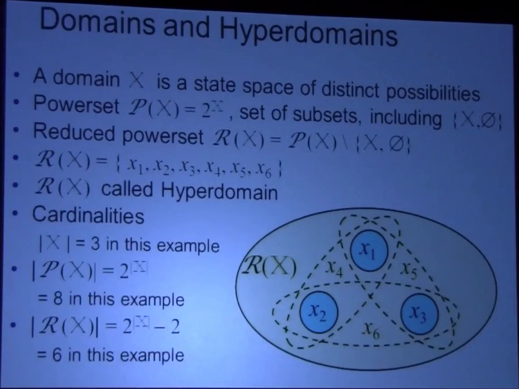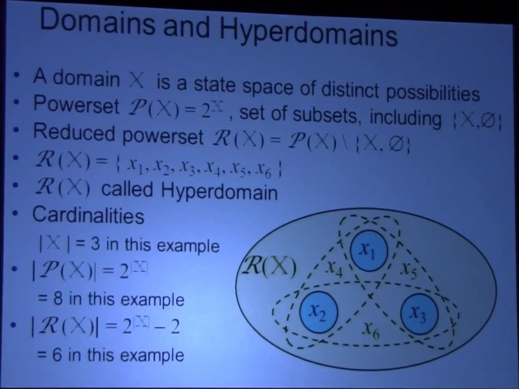So you probably know the power set of a set. The power set of a state space consists of all the subsets of the set, including the empty set and the whole set itself. Okay. In subjective logic, we use something called the reduced power set, denoted R, calligraphic R. And in the reduced power set, we take away the empty set and we take away the whole domain.